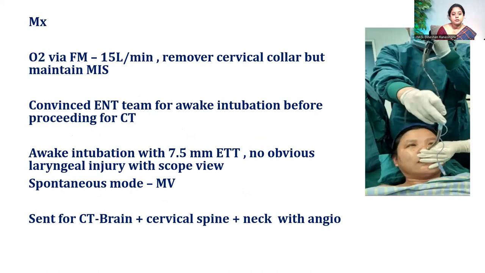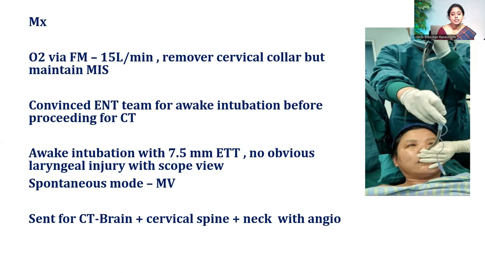So we put the patient on face mask oxygen and removed the cervical collar, because that's obviously a neck injury, but maintained the manual inline stabilization. So this is the patient who couldn't maintain the ARV. And we convinced the ENT team that this patient should go for awake intubation. It's a bit tricky to do the intubation with a laryngeal injury without blind intubation. So they accepted, and we did awake intubation, just exactly as you can see in the picture.